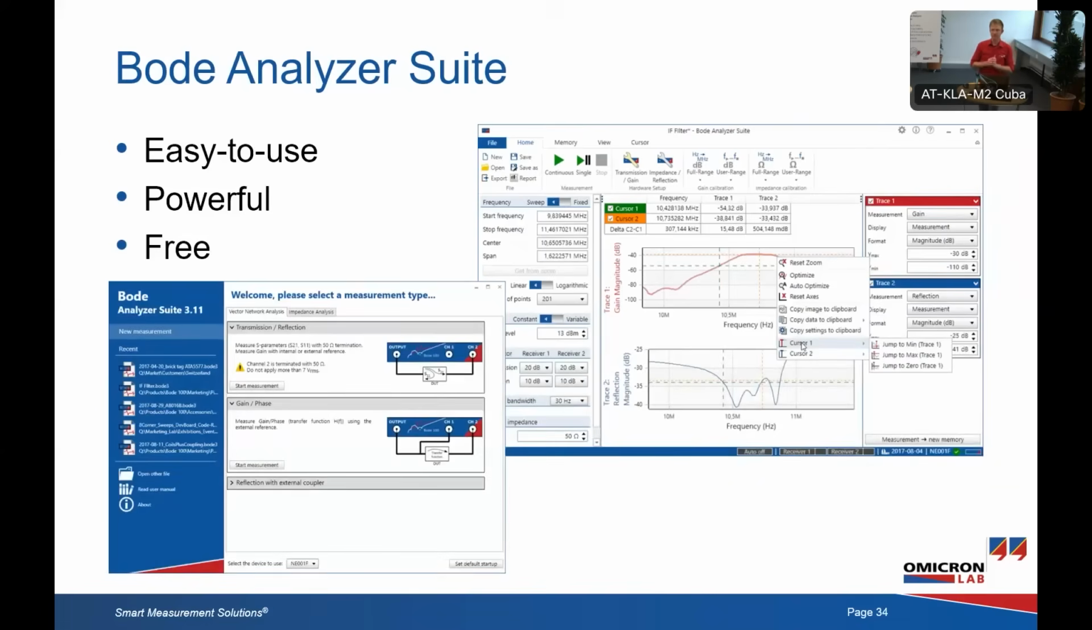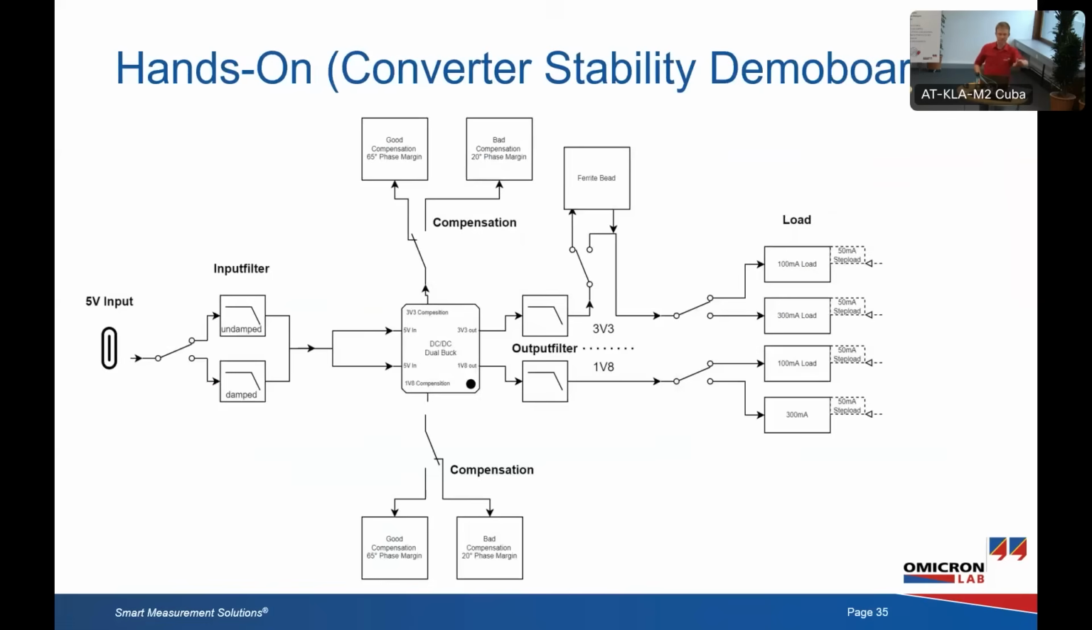The Bode Analyzer Suite, I'm going to show that in a live demo now. And that live demo is already built up here. So we have a demo board that features a 5-volt input, then an input filter section that we can damp or undamp, or remove the damping of the input filter. Then there is a DC to DC converter, and there are two paths. We have a 3.3 volt path and a 1.8 volt path. And the 1.8 and 3.3 volt paths are very similar. They can be adjusted, having a good compensator or a bad compensator, and a Faraday bead can be introduced, and then the load can be changed.